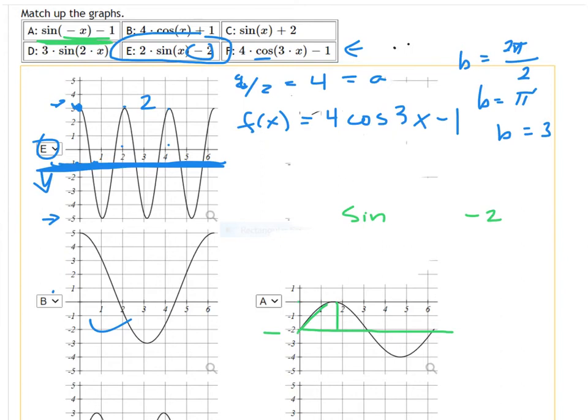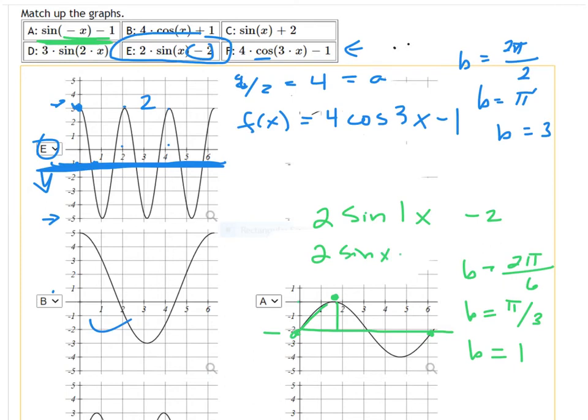So there's my A, which is 2. And my B is 2 pi divided by the period. So let's see, from here to here is 6. So my B is going to be equal to 2 pi over 6. So B is going to be equal to pi over 3. Because, again, it's rounding pi off to 3, B is going to be equal to 1. So if B is just 1, I could write 1x, but I'm going to write 2 sine x minus 2.